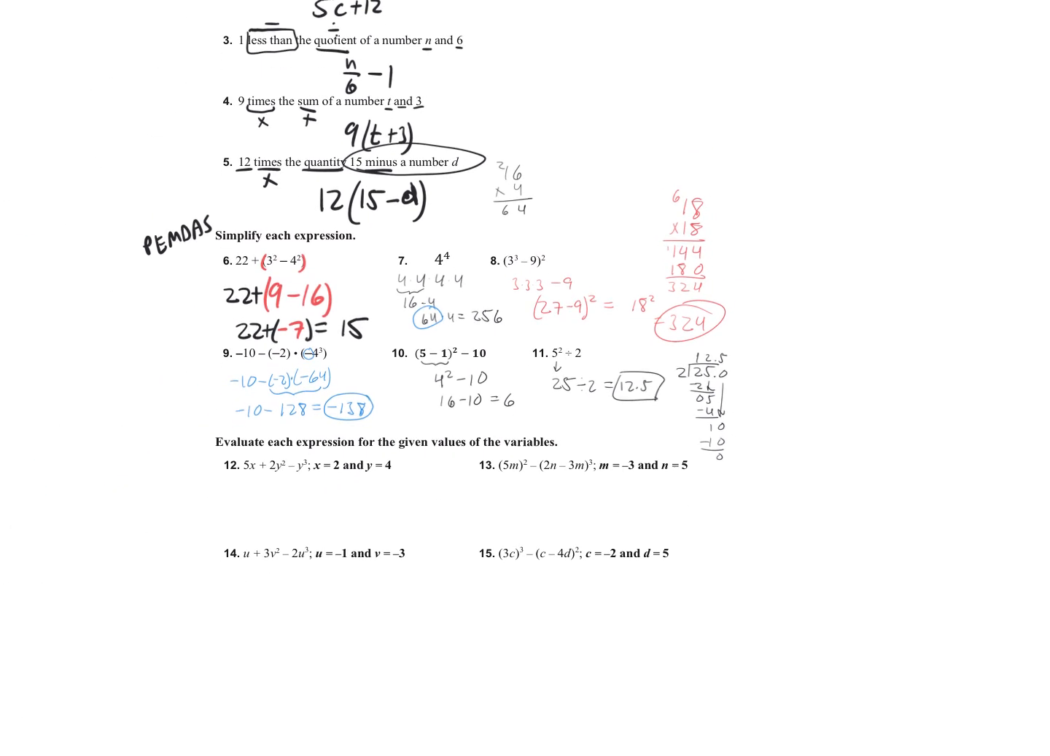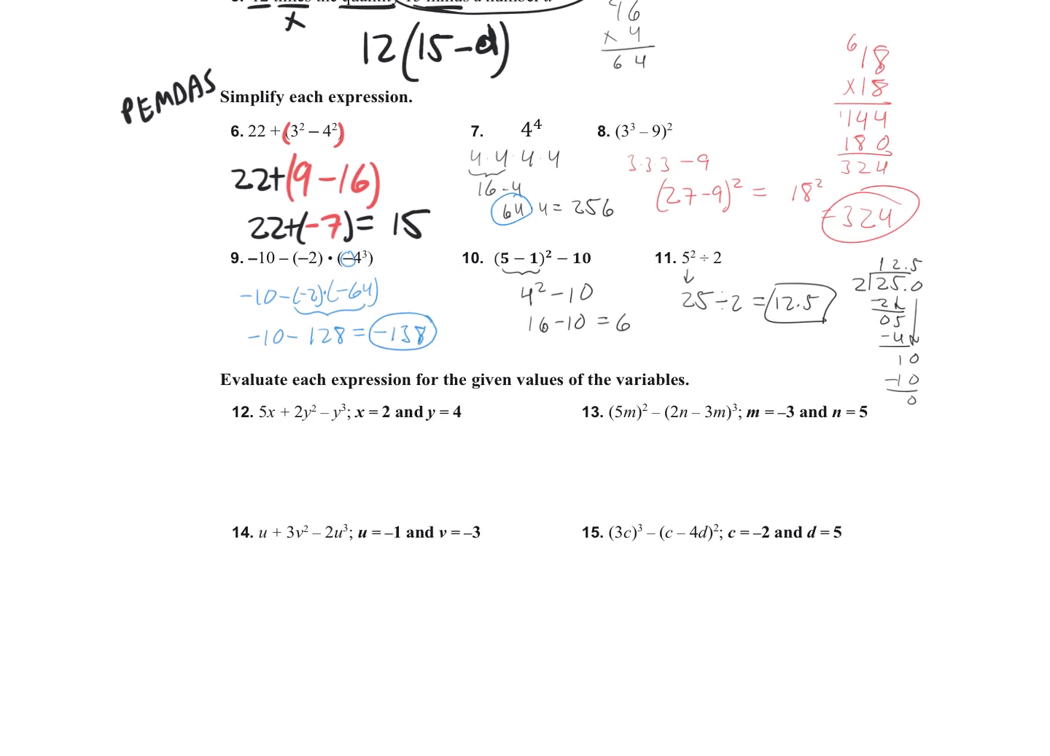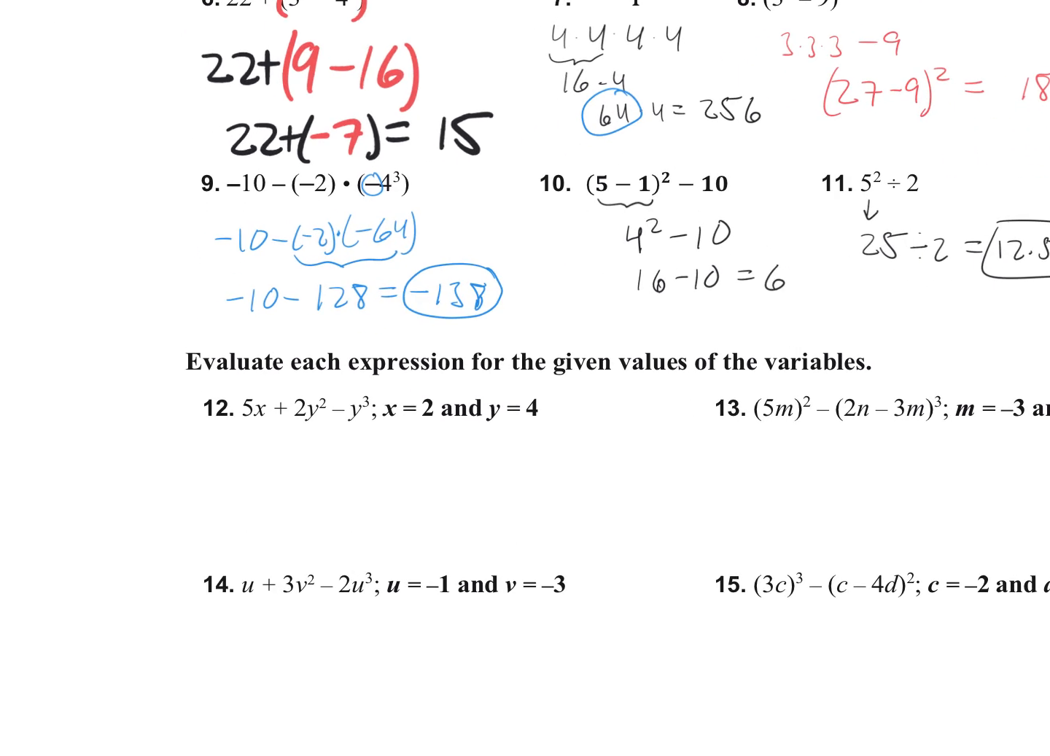All right. And now this next section, evaluate each expression for the given value of the variables. Right, so it's going to work the exact same way, except this time we have variable expressions that we can simplify. All we have to do to simplify these is plug in the numbers that they give you wherever you see that variable. So for example, for number 12, x equals 2. That means everywhere I see an x, I'm going to plug in a 2. Right, and y equals 4. That means everywhere I see a y, I'm going to plug in a 4.